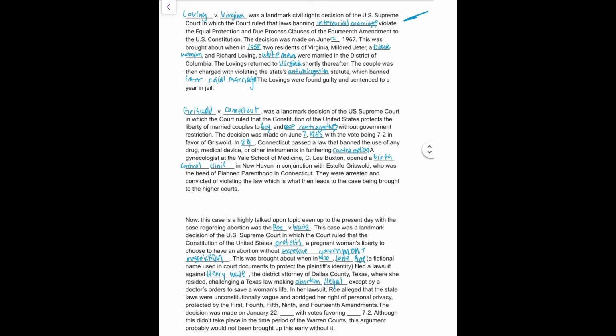In her lawsuit, Roe alleged that the state laws were unconstitutionally vague and abridged her right of personal privacy, protected by the First, Fourth, Fifth, Ninth, and 14th Amendments. The decision was made on January 22nd, 1973, with votes favoring Roe in a 7-2 decision. Although this didn't take place in the time period of the Warren court, this argument would probably not have been brought up this early without it.